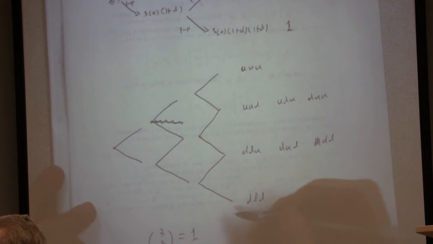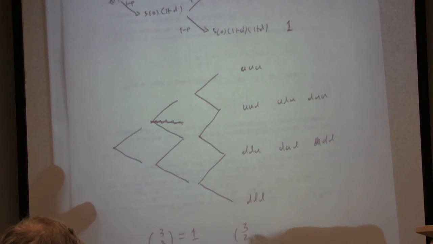This next one, we've got 3 entries, we're choosing 2 of them to be up. That occurs 3 ways. Here we've got 3 entries, we're choosing 1 of them to be up. That occurs 3 ways. And here we're choosing 0 of them to be up. And that occurs 1 way.